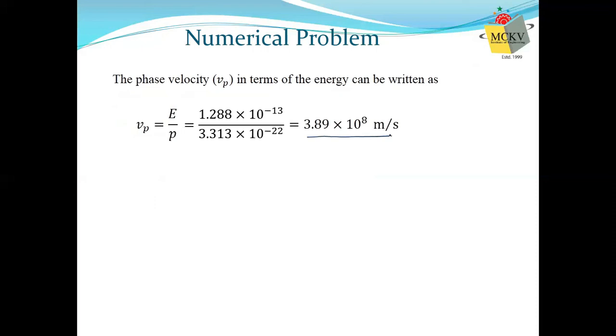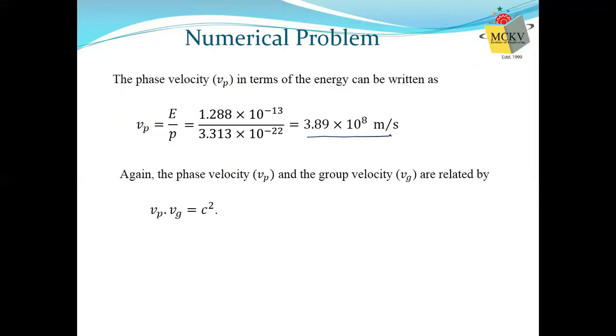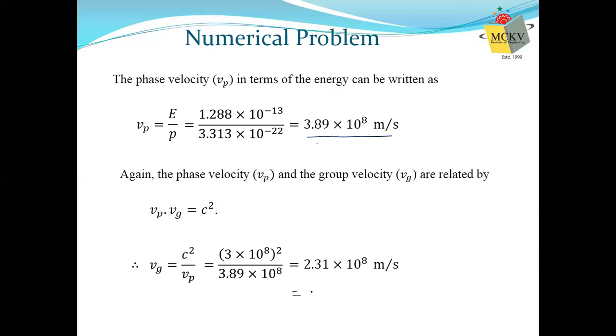Next, we need to estimate group velocity. From the product of phase velocity and group velocity, we know that Vp into Vg equal to c square. Now Vp has already been estimated. Therefore, group velocity can be written as c square by Vp. c, velocity of light in free space, is known. Vp has already been estimated, and we get the group velocity, that is the velocity of the matter wave, as 2.31 into 10 to the power 8 meter per second. And remember, this is the velocity with which the associated particle moves. That is the particle velocity also.